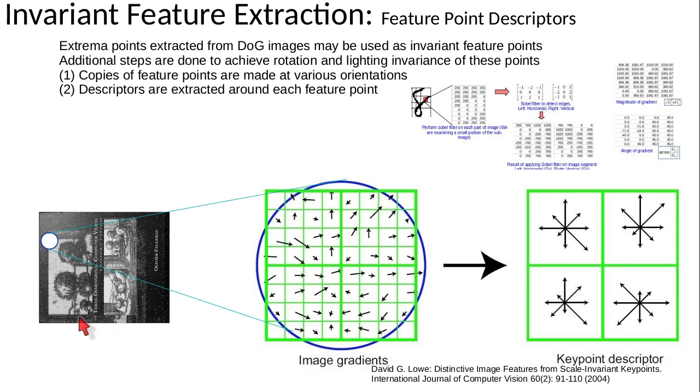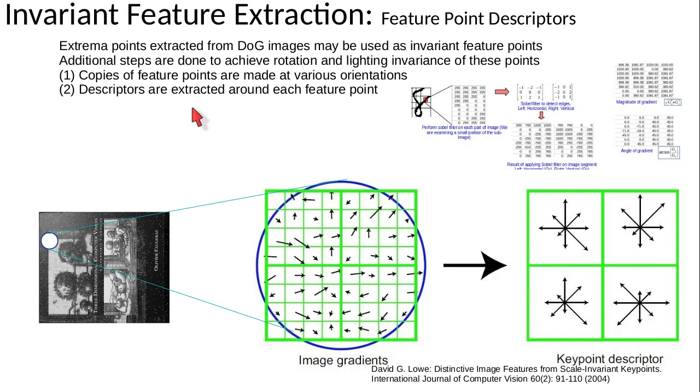In order to make these extrema points robust against rotation and lighting, a few additional steps will have to be done. The first step is copies of these feature points will need to be made at various orientations. And the second step is descriptors will need to be extracted around each feature point. So you'll need to describe every one of these feature points using the image characteristics around that point. And in order to make the points invariant to rotation, you have to make copies of these points at various orientations.